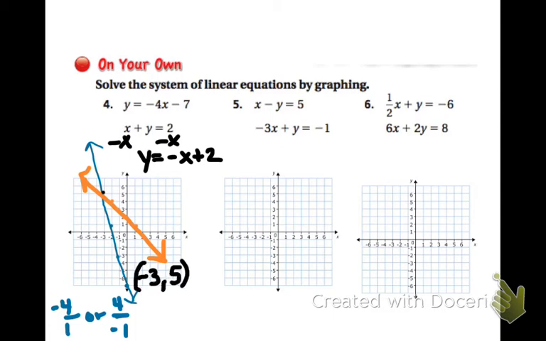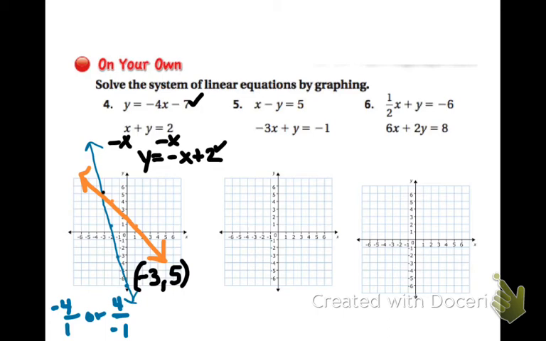That would be my solution, and then I check it. -4 times -3 is equal to 12. 12 minus 7 equals 5. That works. The opposite of -3 is 3. 3 plus 2 is 5, and that works. So I've checked both. Okay, I've checked both. Let's try the next one.